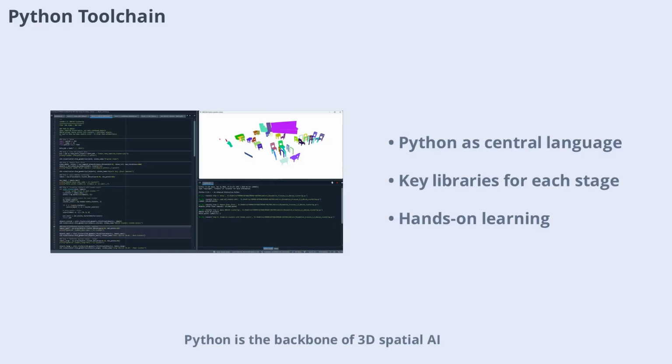Python is the backbone of 3D spatial AI. The toolchain includes LASPY and PDAL for handling large point cloud files, Open3D for geometry processing, NumPy and SciPy for mathematical operations, and scikit-learn and PyTorch for machine learning. CloudCompare and Potree are used for visualizing massive datasets. Setting up a clean Python environment per project is crucial to avoid conflicts. Start simple. Open a small LAS file, plot it, and get a rotating cloud on screen. This hands-on approach teaches more than hours of reading.